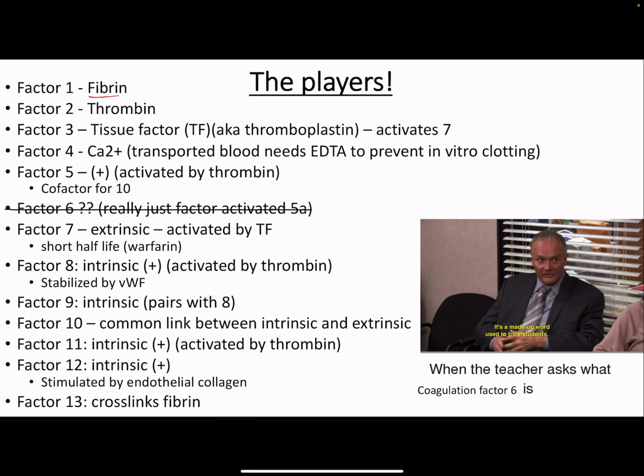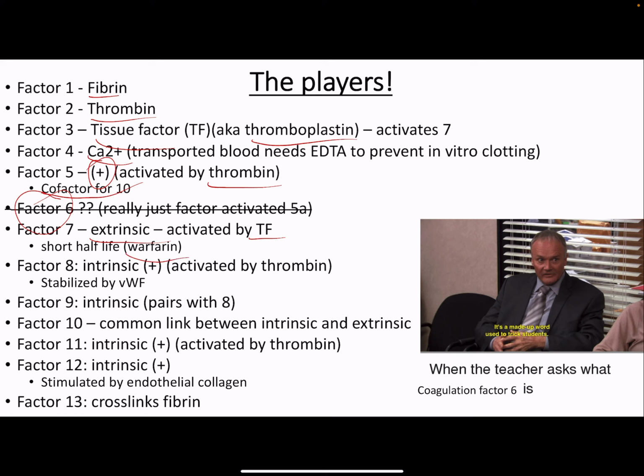Factor 1 is fibrin, factor 2 is thrombin, factor 3 is tissue factor, also known as thromboplastin. This activates 7. Factor 4 is just the calcium. Factor 5 is really just the wingman, the cofactor for factor 10. This is going to be part of a positive feedback scheme via thrombin. Factor 6 doesn't really exist. Factor 7 is activated by tissue factor and is the beginning of the extrinsic pathway. Just keep in mind that this has a short half-life. This will be important when we talk about warfarin.